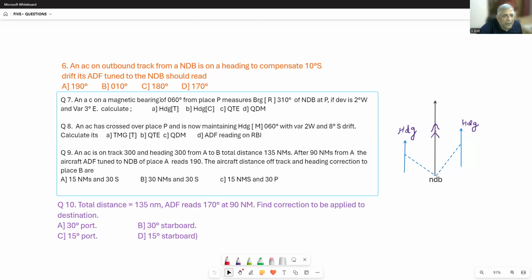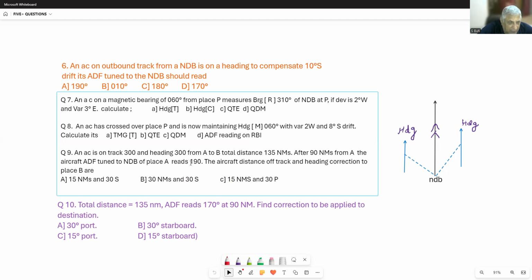Aircraft is on a magnetic bearing of 060. Magnetic bearing from place P means this is your QDR or radial, and then apply CDMVT and answer these questions. 8 is similar. Okay, apply the correct terminology, and in between you will have to apply CDMVT also.